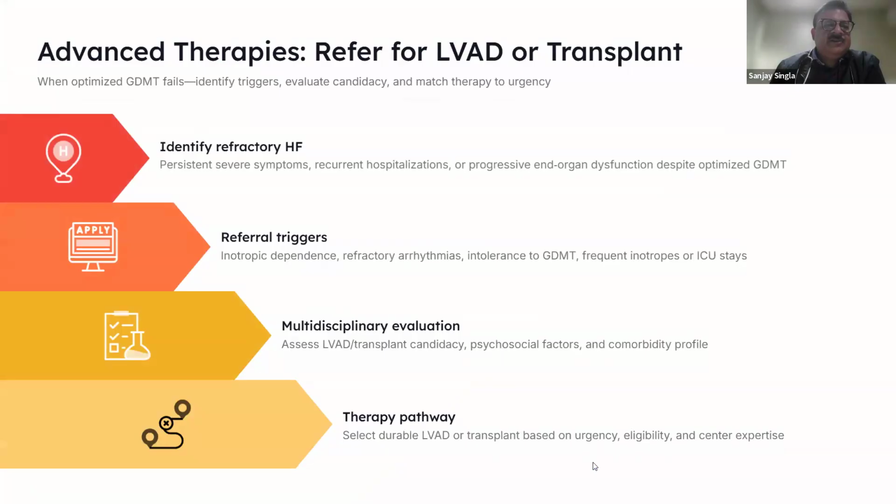Advanced therapies: we should have identified refractory HF and referral triggers if they are there, like refractory arrhythmias or intolerance to GDMT. We should go through them. If the patient is having refractory arrhythmias, we should go for Holter monitoring to see what kind of treatment should be given. Maybe some patient needs amiodarone and multidisciplinary evaluation. If the patient is willing, we can advise LVAD if the patient is not improving in spite of medical therapy.